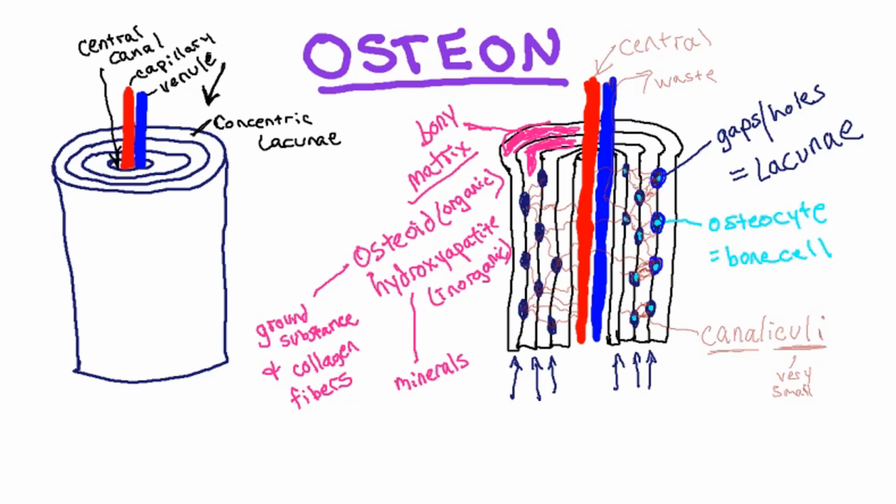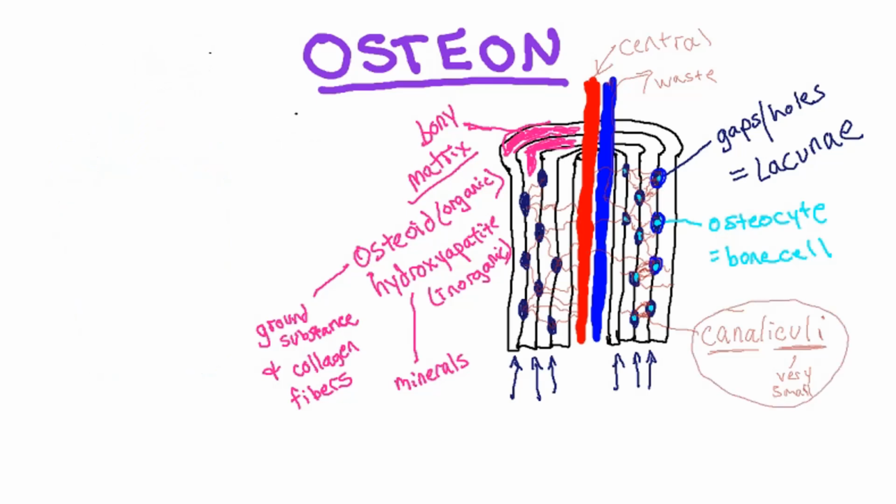Through the vein, but you'll get more into nutrients and waste in arteries and veins when you study the circulatory system. But all these little canals that connect the bone cells together through the layers of lamellae, they are called canaliculi.